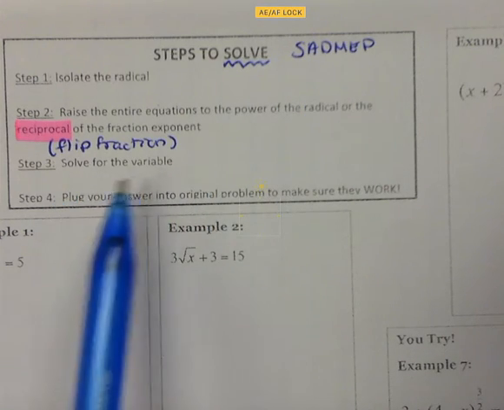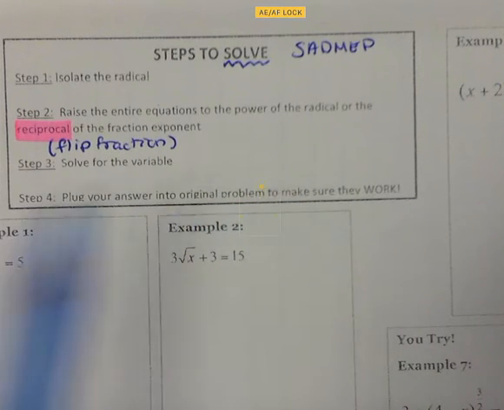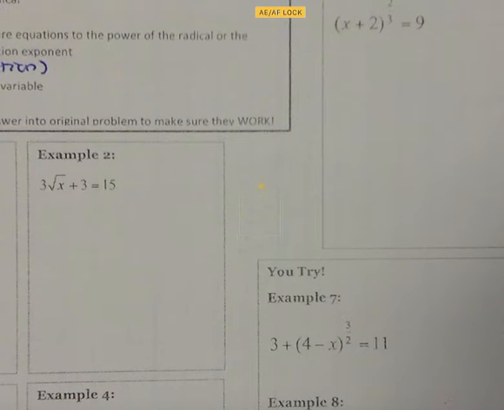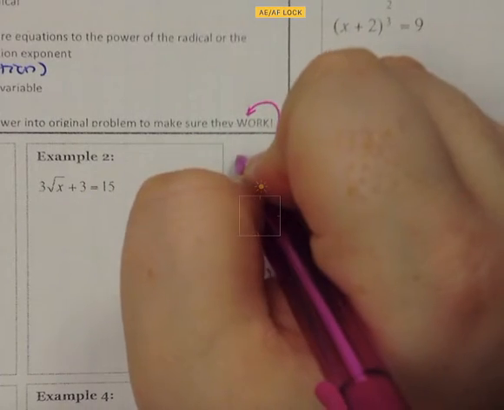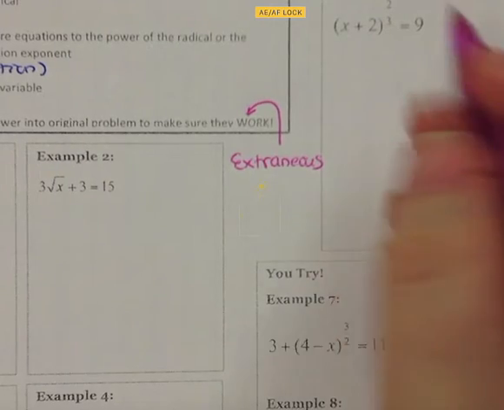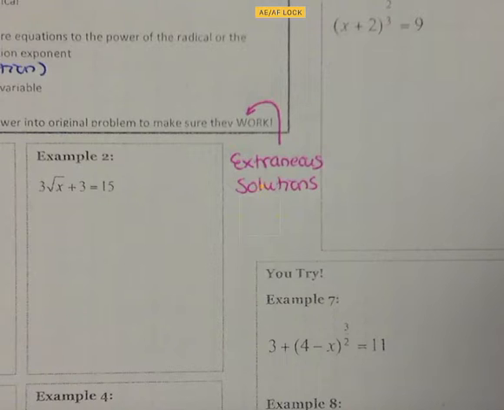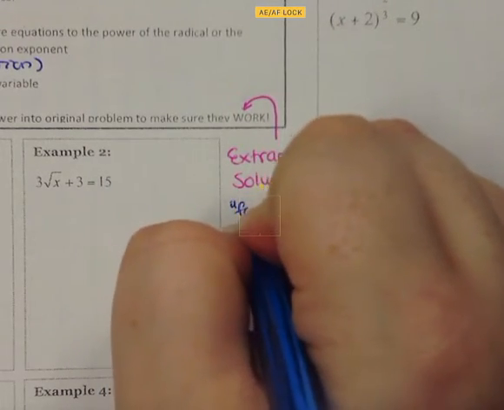Once we have our answer or answers, we have to plug our answers back into the original problem to make sure they work. Now, the reason we have to do this is because with radicals, you can actually have what's called extraneous solutions. Extraneous, E-X-T-R-A-N-E-O-U-S. What extraneous solutions really are is false solutions.